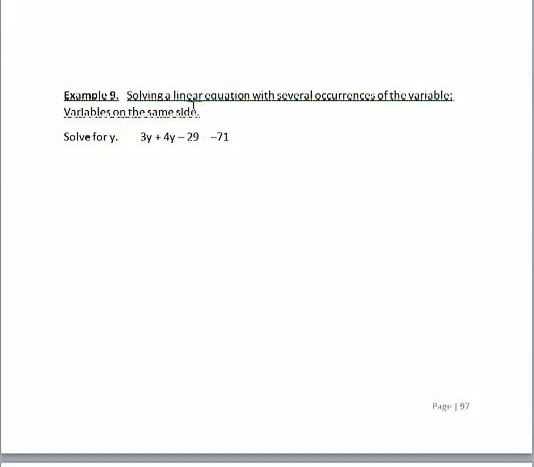Example 9. Linear equation with several occurrences of the variables on the same side. So here we are with a 3y and a 4y. Again, they're being added. We simply add the coefficients. These are like terms. Same variable y with the same exponent 1. 3 plus 4 is 7. So we combine these into one term, 7y. Everything else is going to tag along. We bring down the minus 29 and the negative 71.